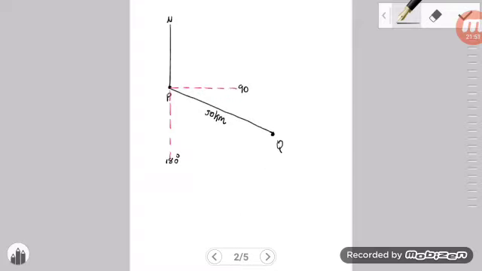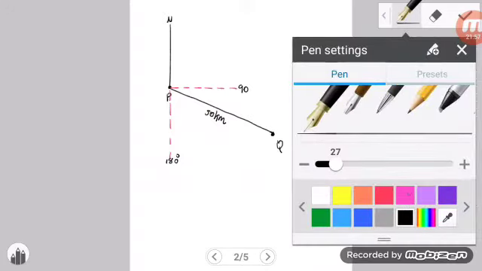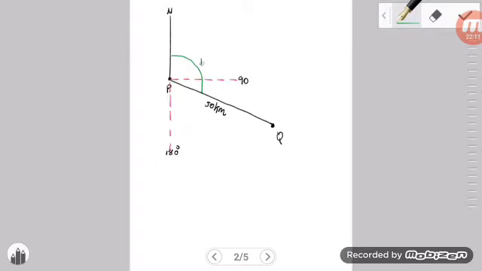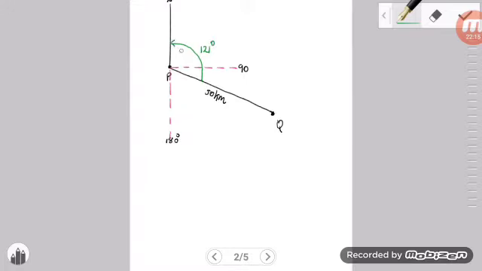So what we're going to be doing now is inserting our bearing of 121. The bearing of 121 is going to be located here. All of this is going to be 121 degrees. And so that bearing runs from here to here.